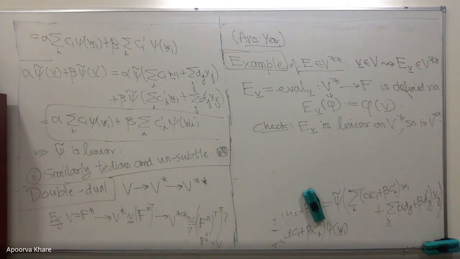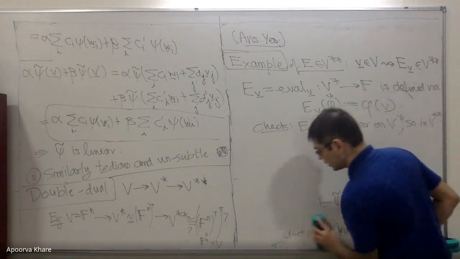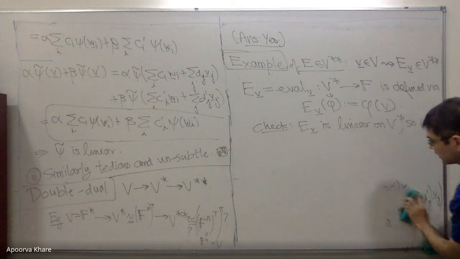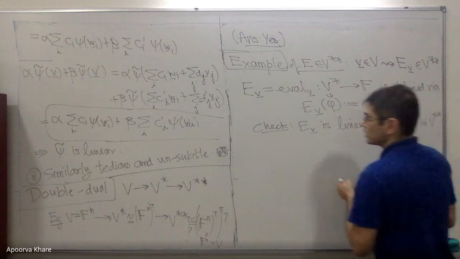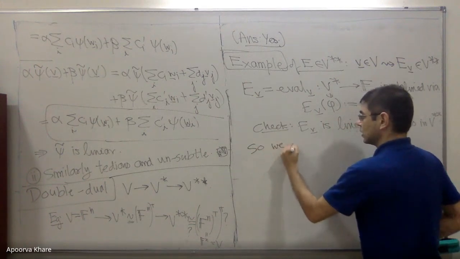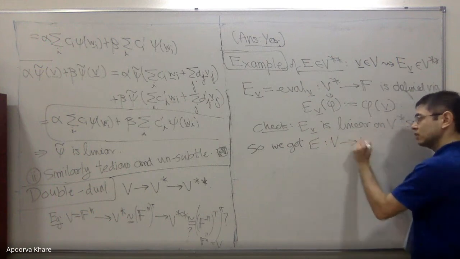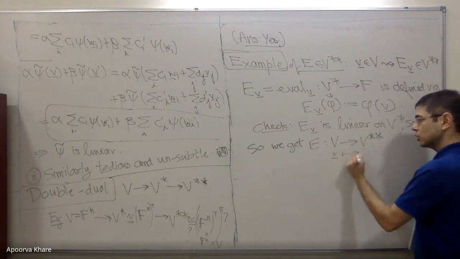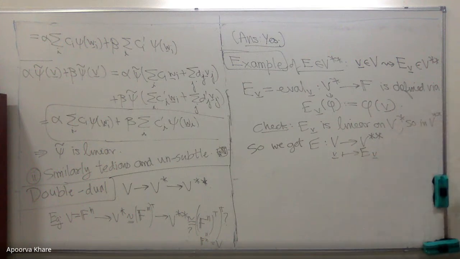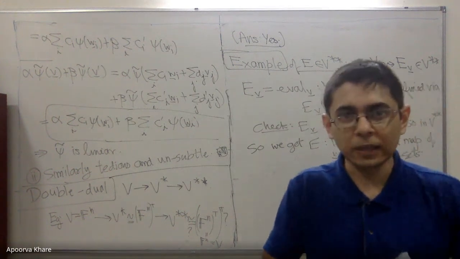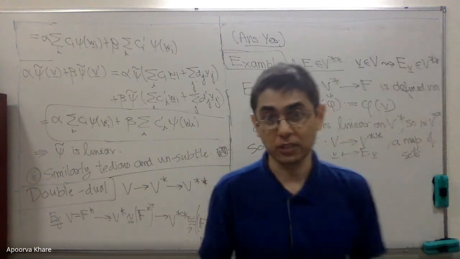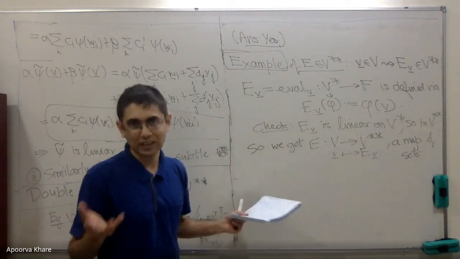So fine. And now comes the theorem. What does that mean? It means you get a map of sets, E, which goes from V to V star star, v goes to E_v. It's a map of sets, but it is between two vector spaces. So of course, in the category theory spirit, it would be nice if that map was actually a morphism in that category. And the answer is absolutely yes, it is.